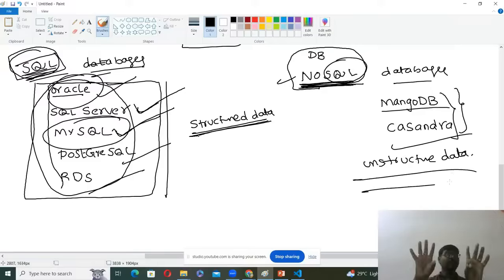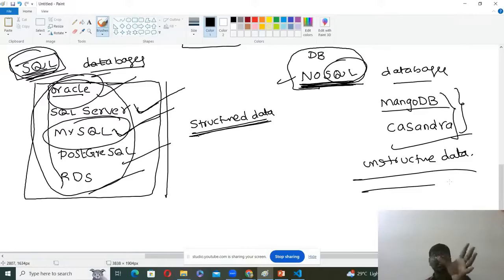Okay, that means finally you come to one conclusion. Sir, it is very difficult to identify which one I need to use while storing the data. If most of the information is structured data, move to any SQL database. If most of the data is unstructured, move to MongoDB or Cassandra. Okay, now immediately the question: what is the difference between structured data and unstructured data?